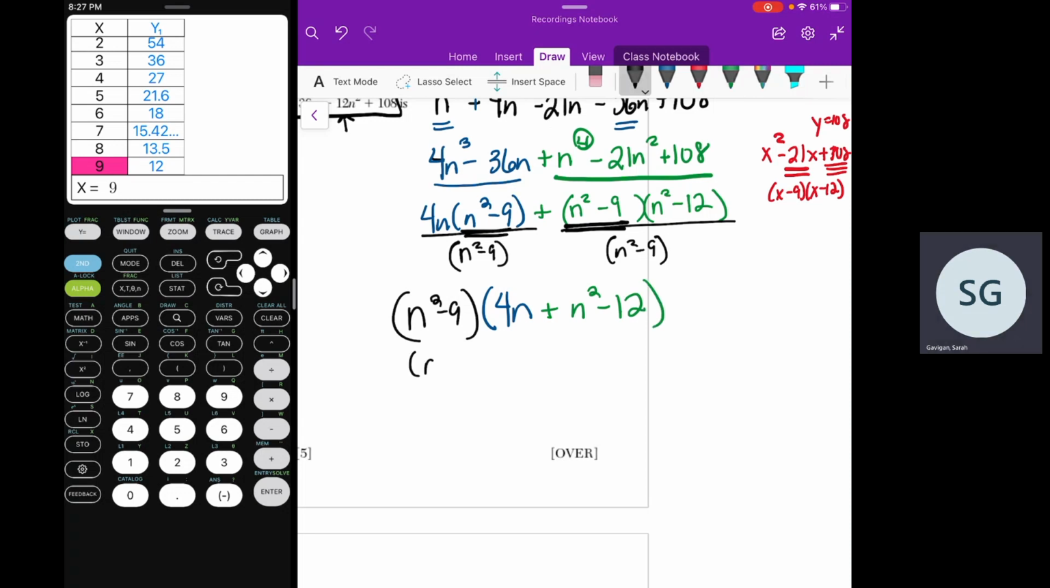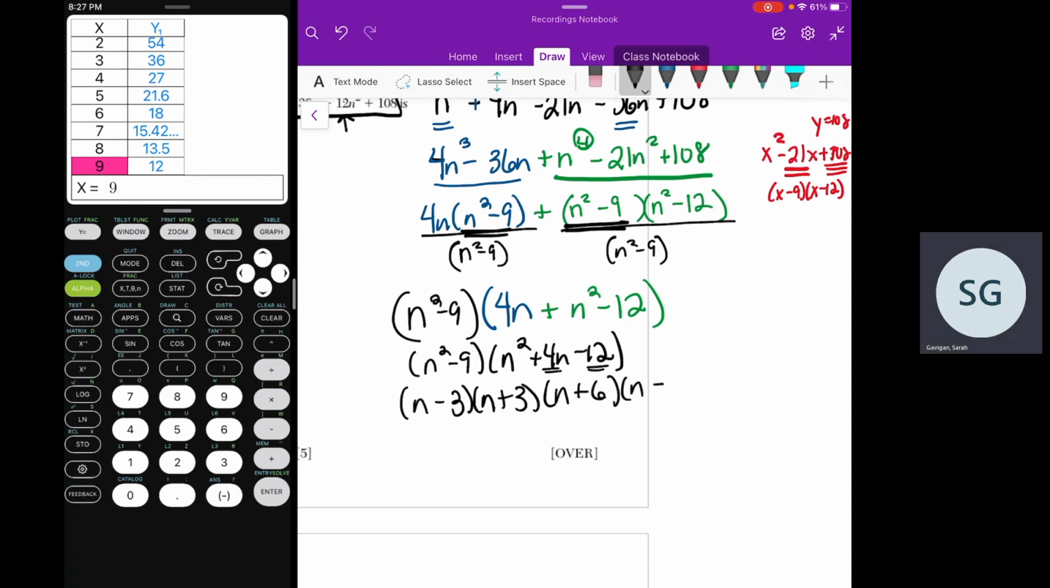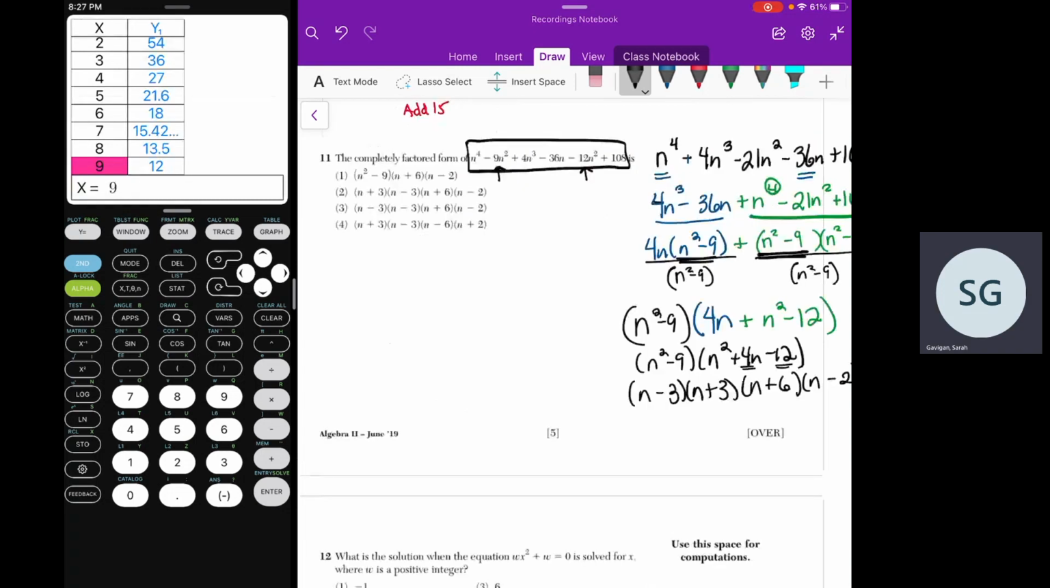Well, let's keep going. n squared minus 9, n squared plus 4n minus 12. So now we're on our way. This is a difference of squares, and this is an easy trinomial. It multiplies to negative 12, adds up to 4: positive 6, and what, negative 2? Okay, so now I'm finally ready to look at my answers, and I see that it's choice 2.